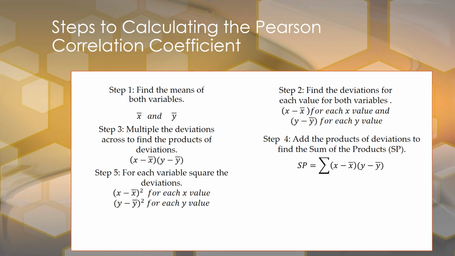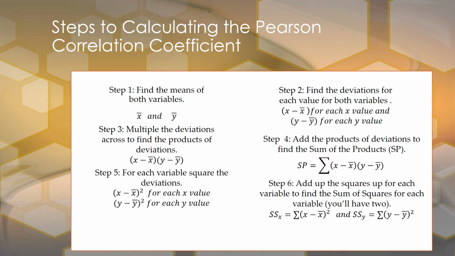And then step 5 is for each variable, square the deviations. So we're going to square the deviations for each x variable and square the deviations for each y variable. And then step 6 is to add the squares up for each variable and find sum squares for each variable. So you have two sum of squares. We're going to have the sum of squares of x and sum of squares y. Then finally, step 7 is to fill in the formula. So we're going to have the sample correlation R equals the sum of the products divided by the square root of the sum of squares x times the sum of squares y.